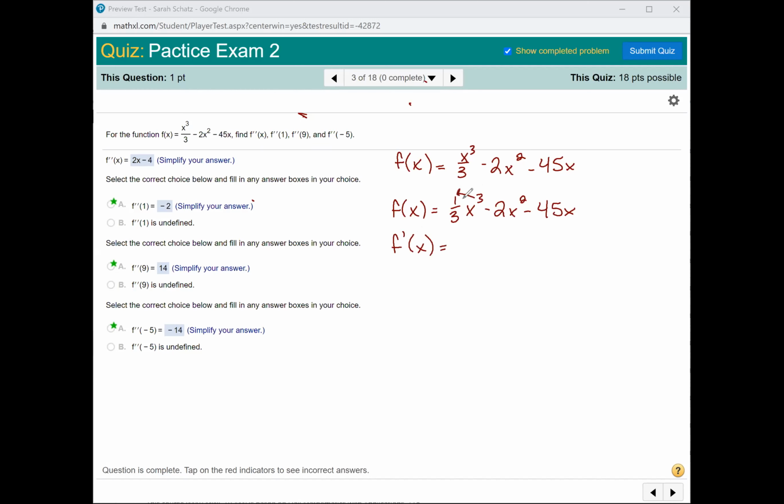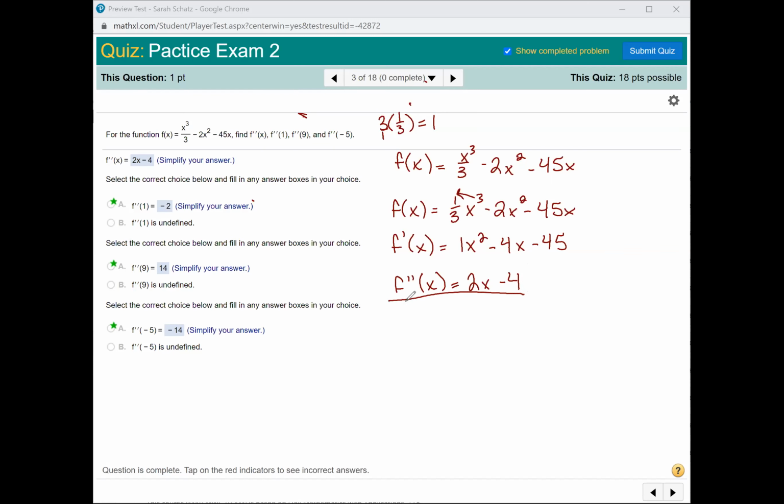So you're going to bring the 3 down and multiply it by 1/3. And 3 times 1/3 is just 1, right? It's just 2 reciprocals multiplied together. So you end up with just 1x squared minus 4x minus 45. And so that's the first derivative, but we need to take the second. So you just do the power rule again. So we're going to bring the 2 in the front, and we'll have 2x minus 4, and then that's it.